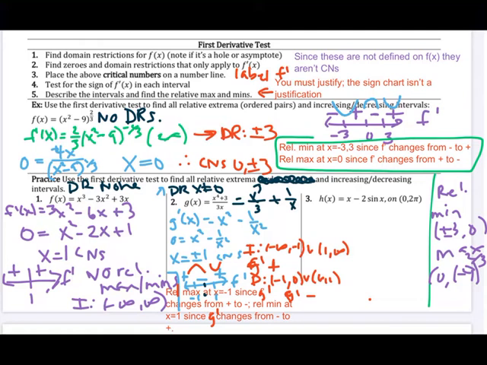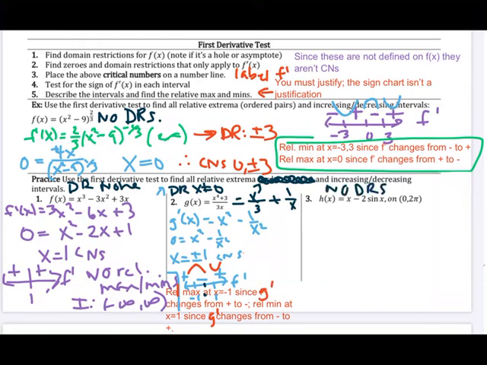Okay, so go ahead and pause the video and then work through number 3. I'm going to do a little erasing here so you can see my work on number 3. Okay, there are no domain restrictions on h of x. H prime of x is going to be 1 minus 2 cosine of x.